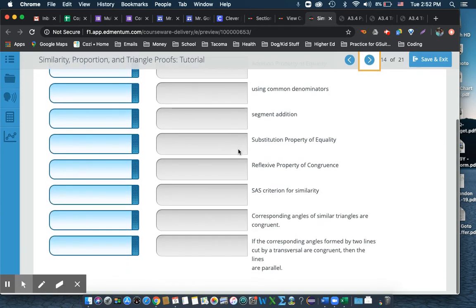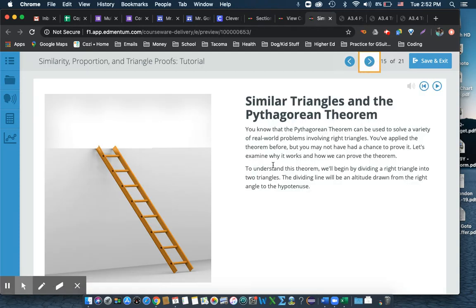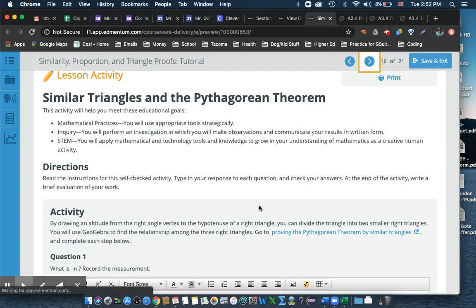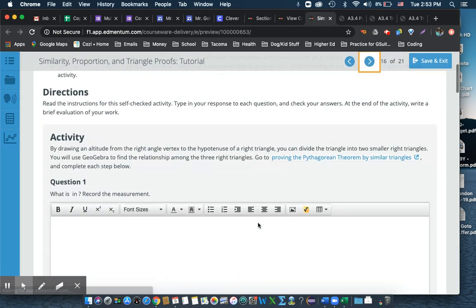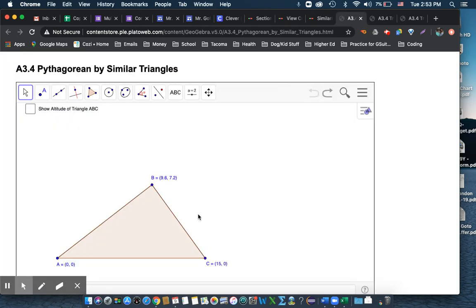Another proof. Take your time on it. Make sure you compare the statement to the reason. Statement to the reason. And then the last one, this one is where things can be a little bit tricky. So this is talking about drawing in what's called an altitude in a right triangle. So if you click on this right here, it's going to take you to this diagram here.